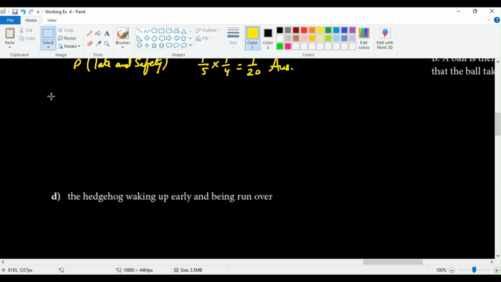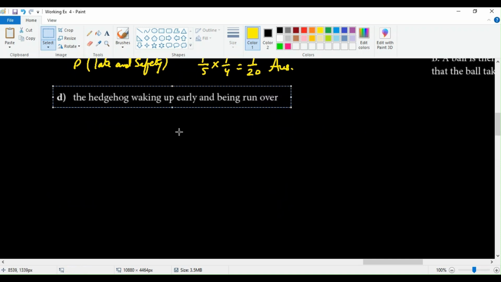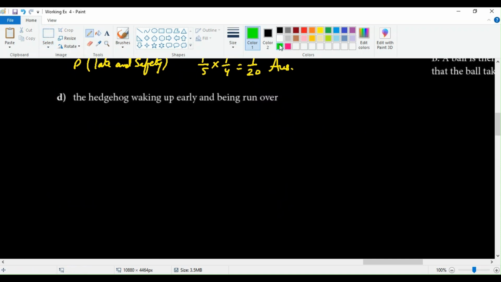Moving on to part D, it says the hedgehog waking up early and being run over. So in here, we need to have 4 over 5, and it has to multiply by 1 over 10 because probabilities are already given. So final answer for this one is going to be 4 over 50, or we can say it is 2 over 25 as the final answer for this part of the question.